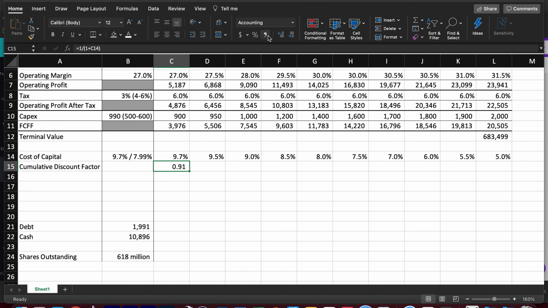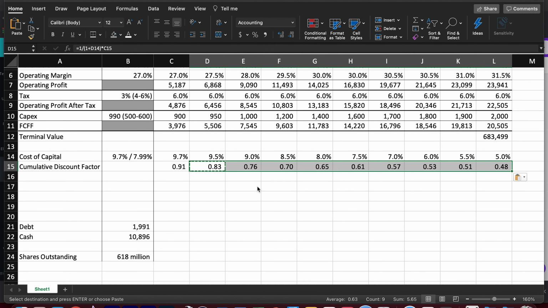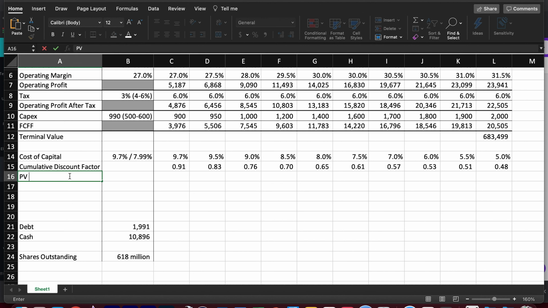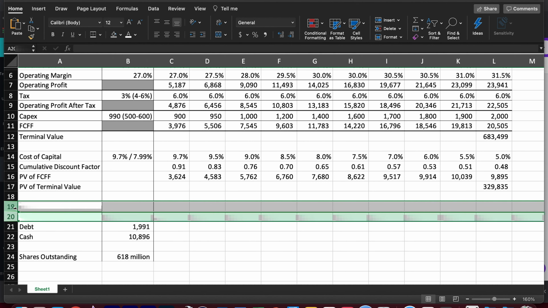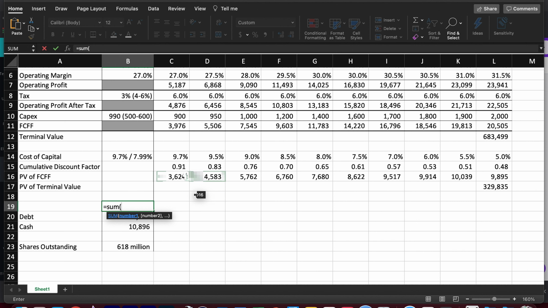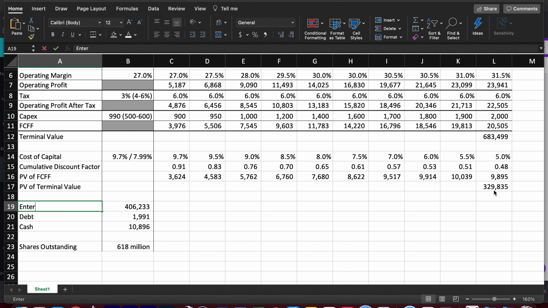The formula for this is simple. Kind of. For the first year, it's 1 divided by 1 plus the cost of capital. For each following year, it's 1 divided by 1 plus the cost of capital multiplied by the cumulative discount factor of the previous year. We then use this to calculate the present value of all of our cash flows and our terminal value. It's as simple as multiplying the cumulative discount factor for each year by the cash flow of that year. For the final year, we also multiply it by the terminal value. We then take all of these discounted numbers and sum them up. So, the total value of Nvidia, according to our calculations, is $406 billion.